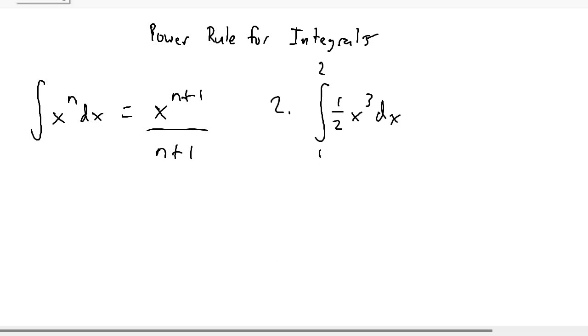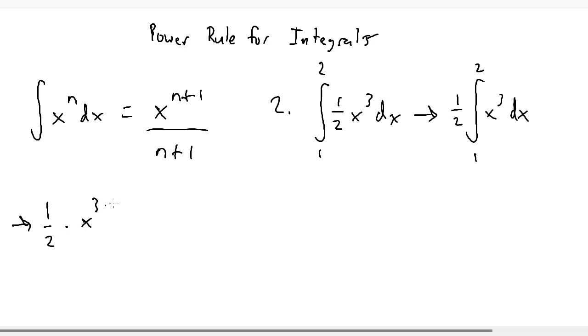Now let's take a look at the integral from 1 to 2 of 1/2 x cubed dx. So the very first thing you can do is take out 1/2, since it's a constant. A constant can always be taken out of the integral. So we can say 1/2 times the integral from 1 to 2 of x cubed dx. Now we can use the power rule. So we get 1/2 times, when we evaluate x cubed, we're going to add 1 to the power and divide by the same power.